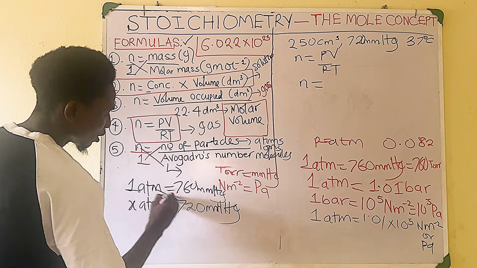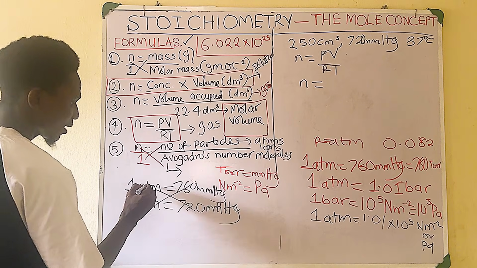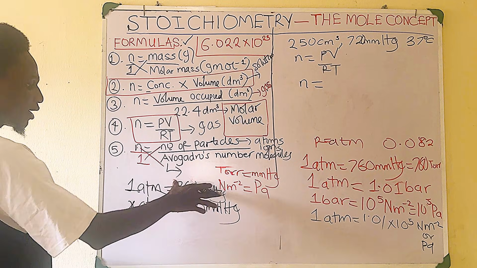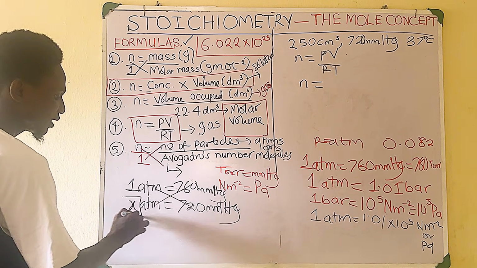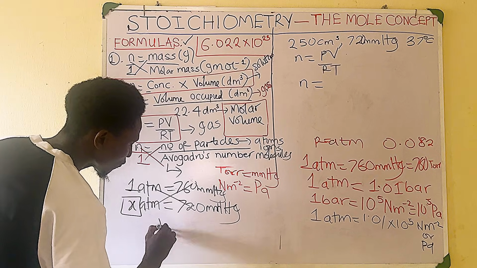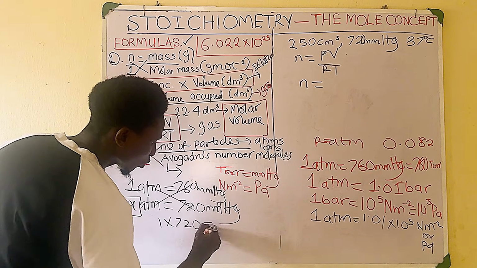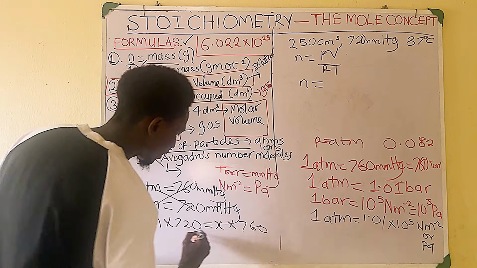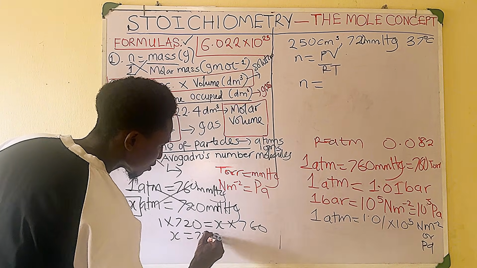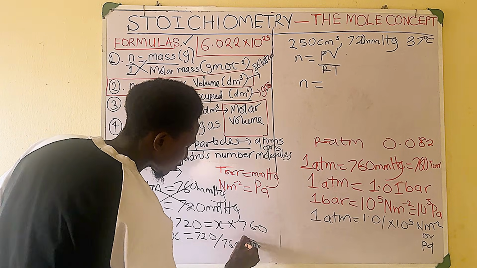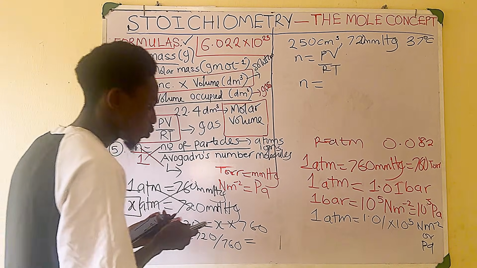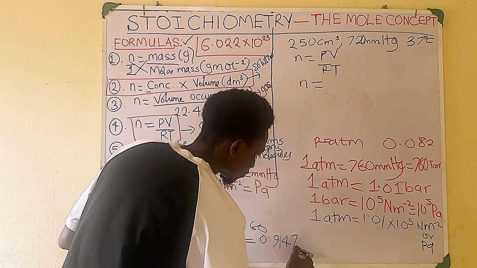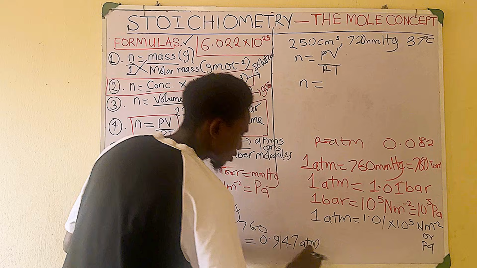I'm going to cross-multiply: 1 times 720 equals 760 times X. This is how you do the relationship method. If you have known values and you're looking for an unknown, just relate them. So 1 times 720 equals X times 760. From there, X equals 720 divided by 760, and that is equal to 0.947 atmosphere. So this is our answer in atmosphere.